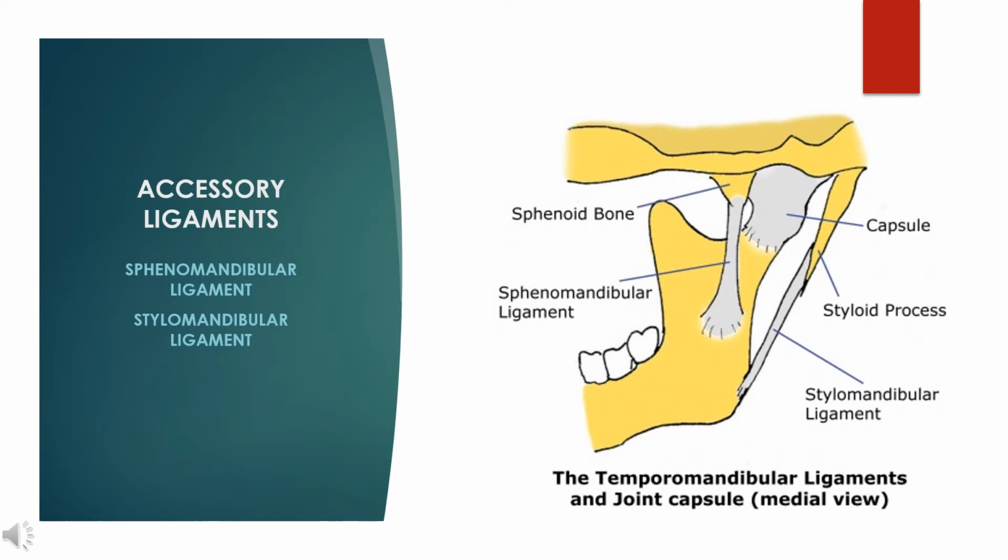Stylomandibular ligament extends from the lateral border of the styloid process to the posterior border of the ramus of the mandible above its angle. It is a thickened part of the investing layer of deep fascia of the neck. It separates the parotid gland from the submandibular salivary gland. This ligament participates in limiting the protrusive movement. These ligaments are thought to play a significant role during protrusion and depression of the joint.